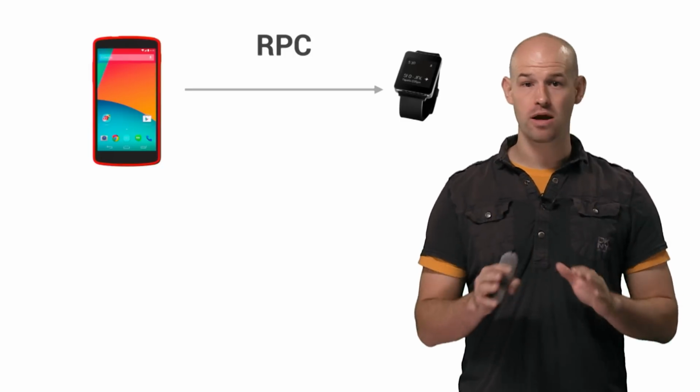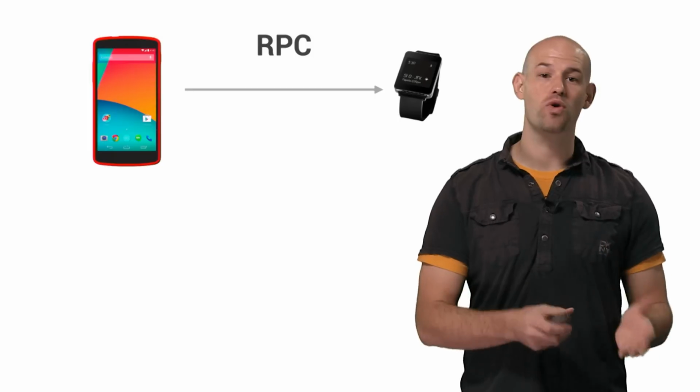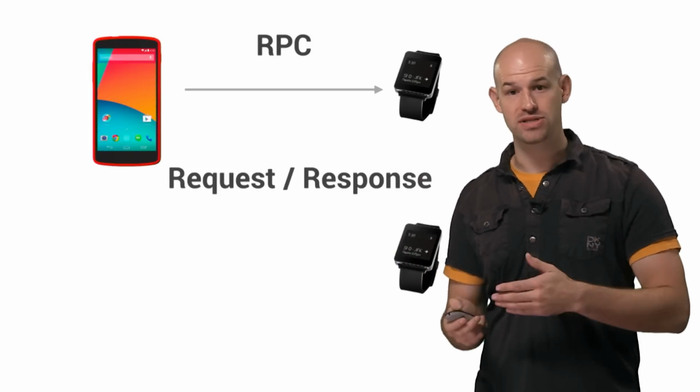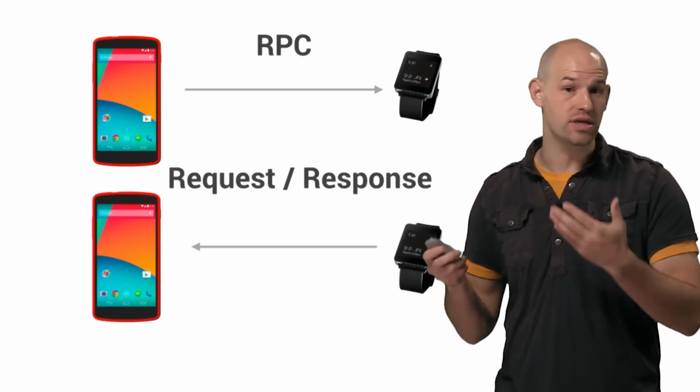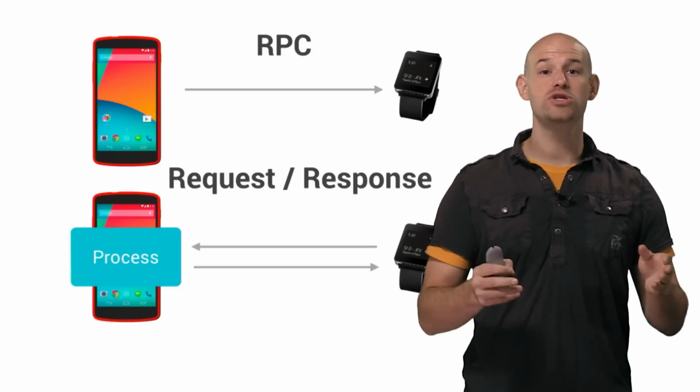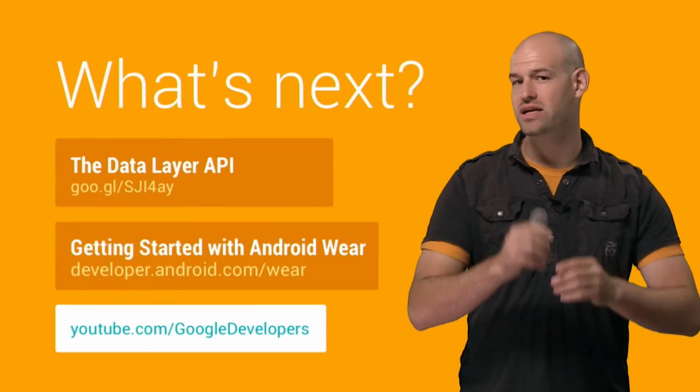If you want something more complex, however, you can set up the messages to work in a request-response model, where one side of the connection will send a message to the other device, which in turn does some work and then responds with the response. The coolest use cases are the ones that you have yet to come up with.